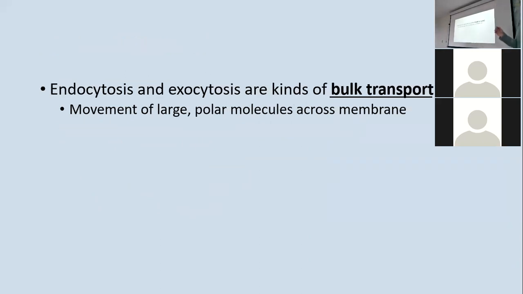So endo and exocytosis are kinds of bulk transport. They're going to move large things, big polar molecules, big organic objects into and out of a cell or across a membrane. So this idea of bulk transport.